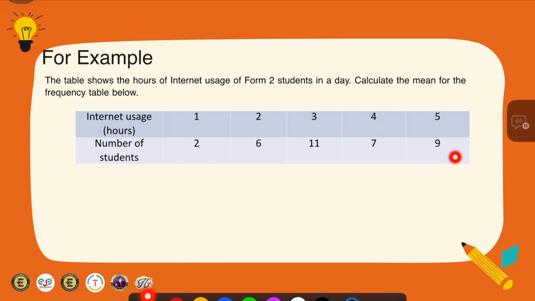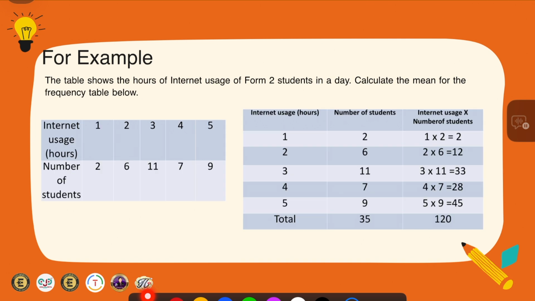This is a frequency table. Internet usage for different hours, right? So this is the number of students using only 1 hour, 6 students using 2 hours, 11 students using 3 hours, then 7 students using 4 hours, and 9 students using 5 hours, all right? So how many are there in total? Now we need to transfer this into a frequency table, so it is easy for us to calculate.